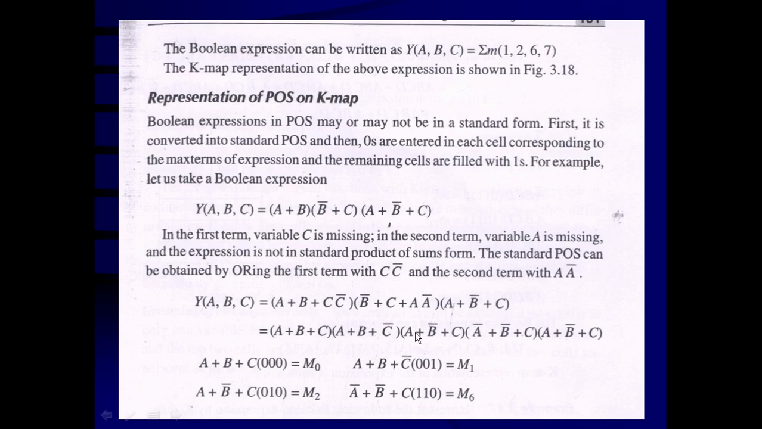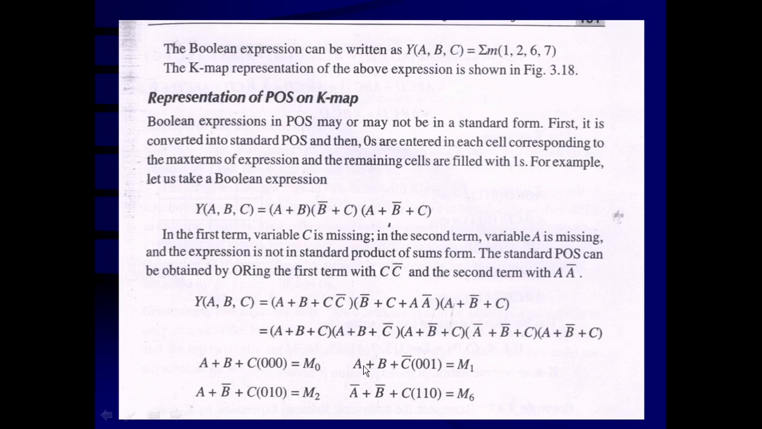Corresponding to each one, we can write down the max terms. For A plus B plus C, in the product of sums method, the uncomplemented variable corresponds to 0. So for A it is 0, for B also 0, and for C also 0. That means 000 in binary, which converts into decimal 0, so this is M0. M0 is the max term corresponding to A plus B plus C.